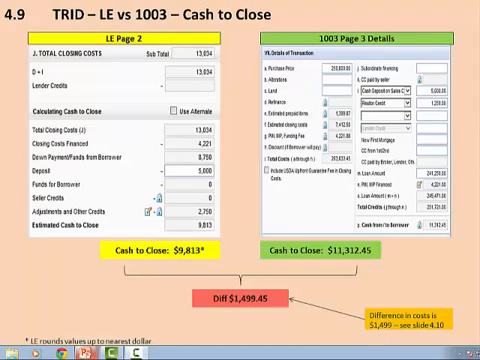This slide compares the differences in cash to close on the 1003 details of transaction and the LE. In short, the cash to close may not match. This example shows that the cash to close reflected on the loan estimate is $9,813, while cash to close on the 1003 shows the number to be $11,312.45. The difference between the two numbers is a total of $1,499.45.